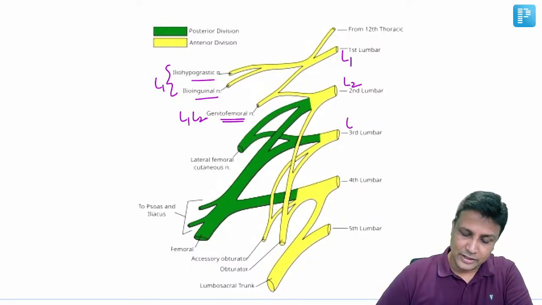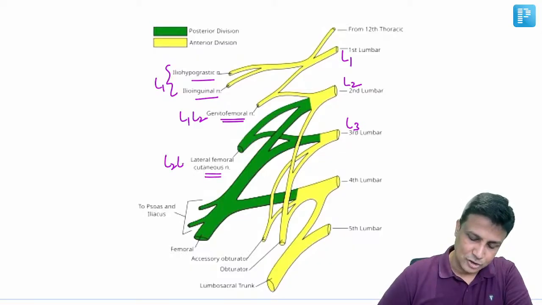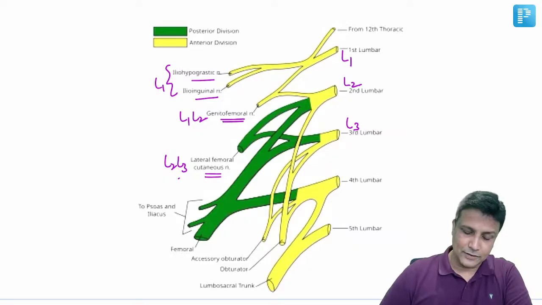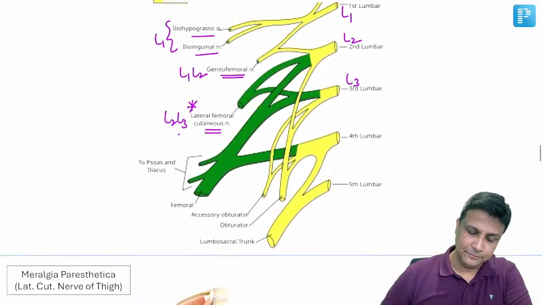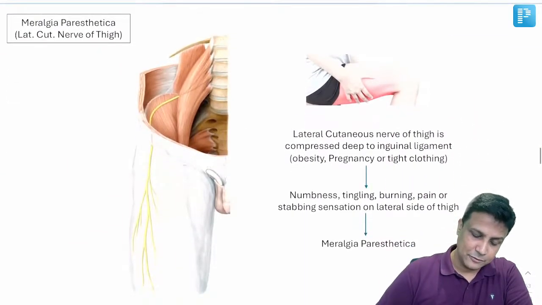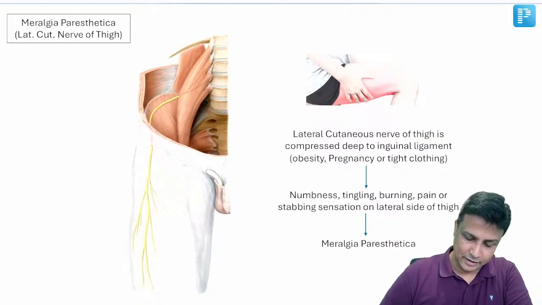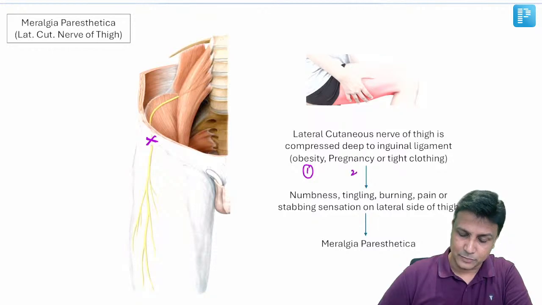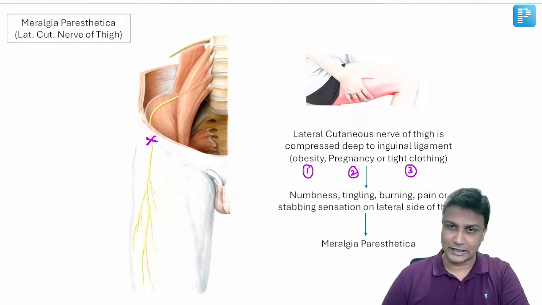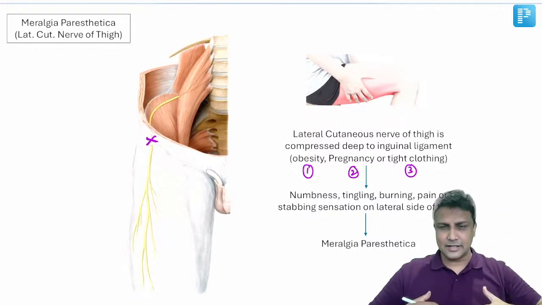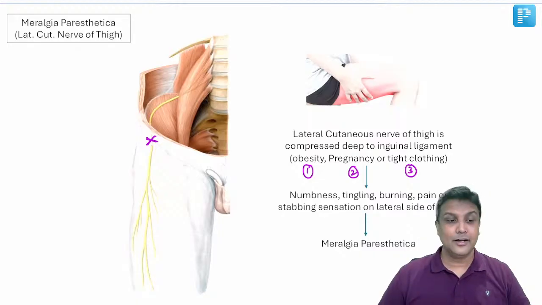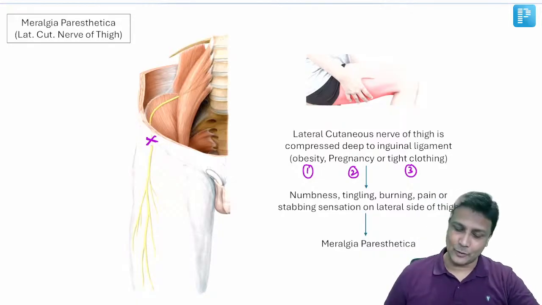And then from L2 and L3, we'll be getting the lateral cutaneous nerve of the thigh. Let me tell you first about this nerve. It passes beneath the inguinal ligament, and sometimes it gets compressed here. In which conditions? Number one, obesity. Number two, pregnancy. Number three, wearing tight clothing. In obesity and pregnancy, the abdomen protrudes, and the lateral cutaneous nerve of the thigh will be compressed near the inguinal ligament.